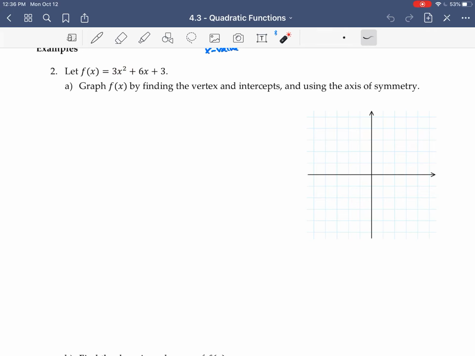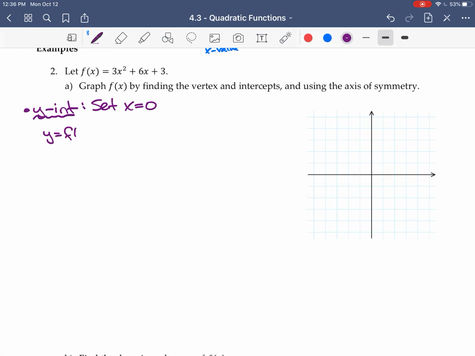So what we want to do is graph f of x by finding the vertex, the x and y intercepts, and using the axis of symmetry. Let's start by finding the intercepts. Those are generally a bit easier. So let's do the y-intercept. That's where we set x to be 0. So that's going to be f of 0.